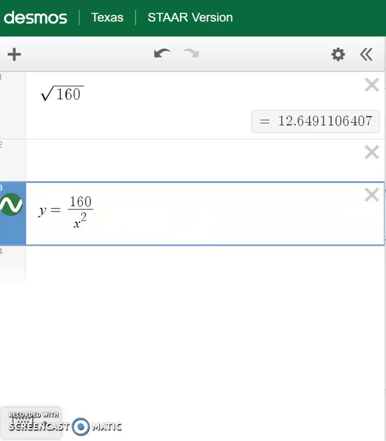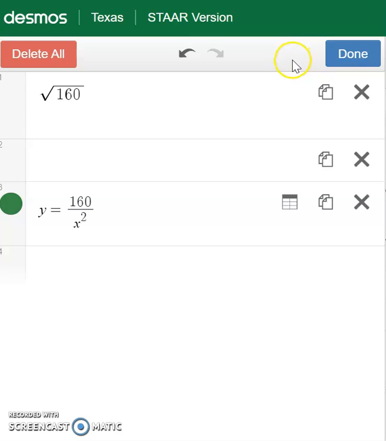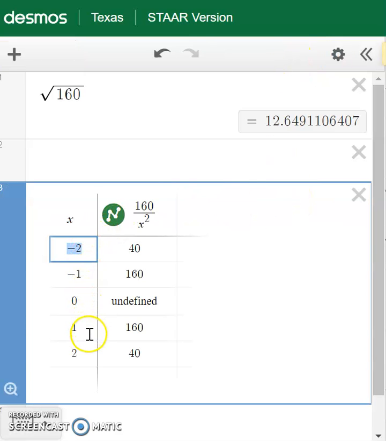So I have this and it creates a graph, but we're not interested in the graph. I'm going to click on the gear and I'm going to change this to a table. Okay, and so now it's giving me some simplifications here. And so what I want us to look for is we're looking for the smallest whole number y value, and the y value is the right column here under the 160 divided by x squared.